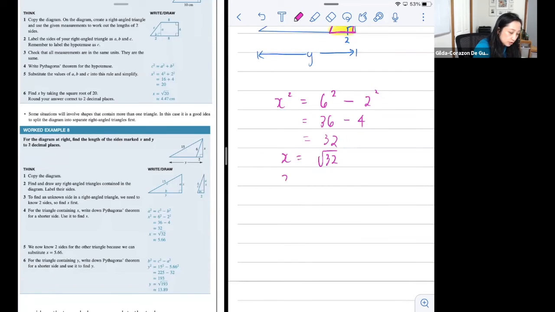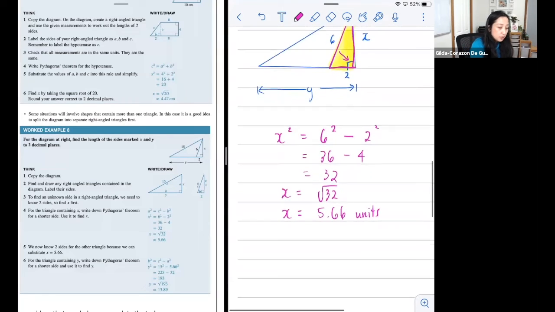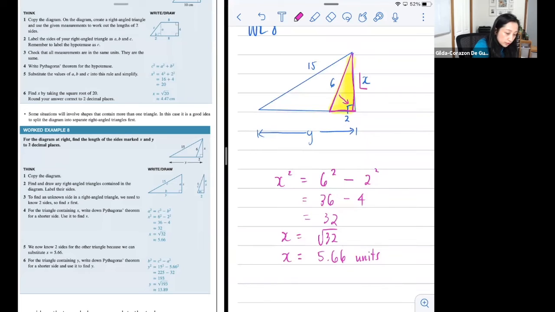Again, that's in surd form, but you can use your calculator to figure out what the square root of 32 is. Did it say to 2 decimal places? So we've got 5.66. So are we done here? No, we're not. We're done with figuring out what x is, which is 5.66. But we still need to figure out what y is, yeah?